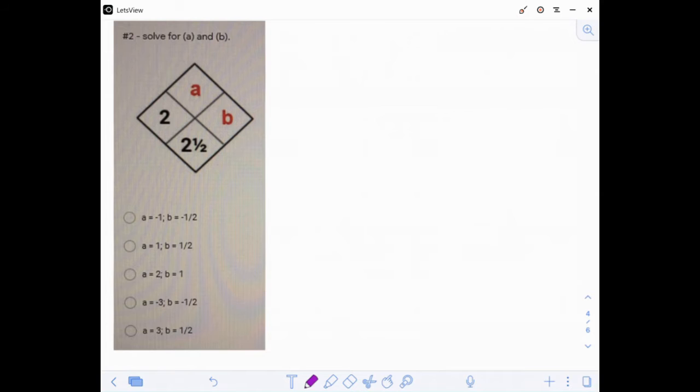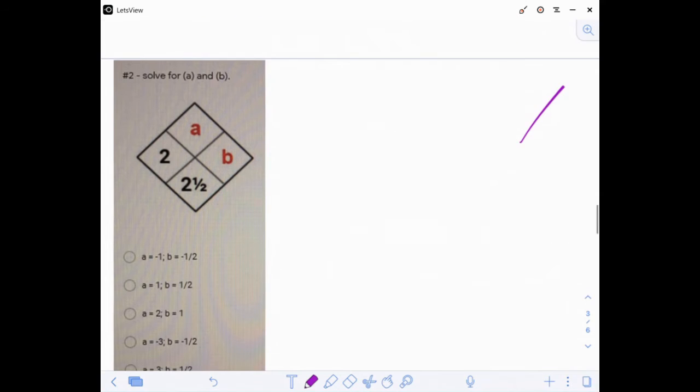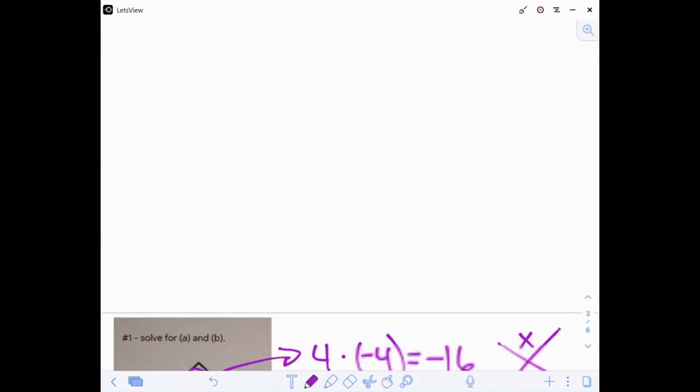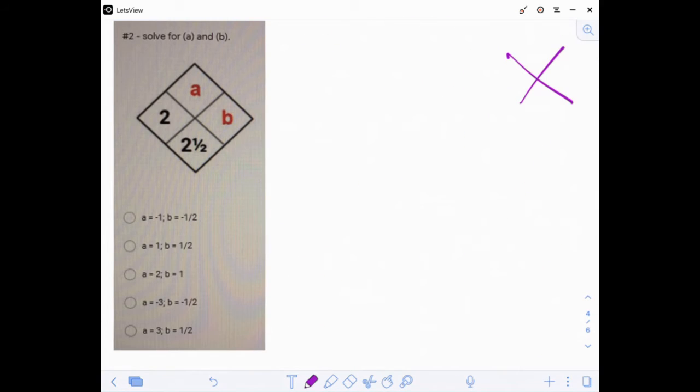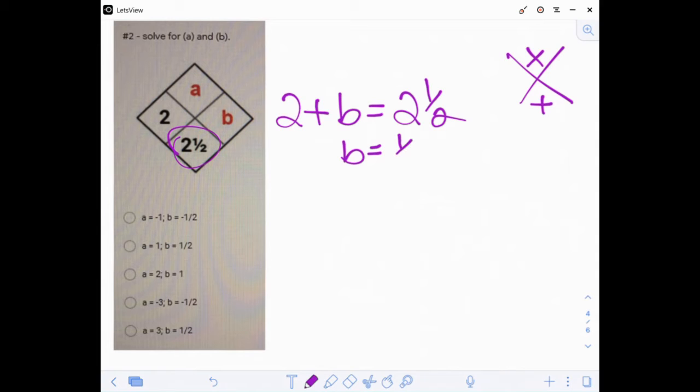Let's look at the next problem. For the next problem, we're solving for A and B. Here's the pattern again. We do addition to get the bottom and multiplication to get the top. So they gave us the bottom, 2.5. So we just need to know 2 plus B, whatever B is, has got to equal 2.5. Well, what do we add to 2 to get 2.5? Well, B has got to be 1/2. Right? If we add 1/2 to 2, we get 2.5. So that's B. How about A?